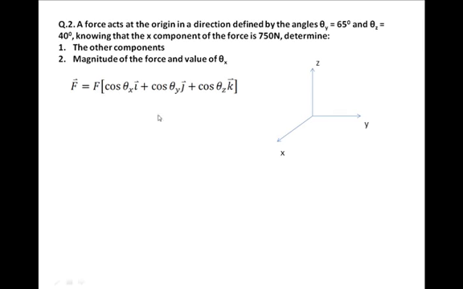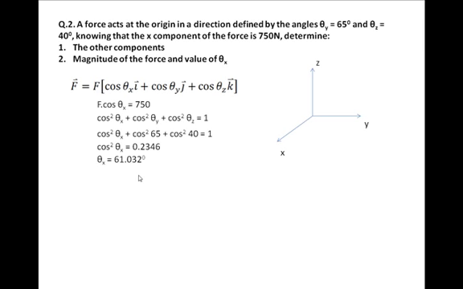Okay, we'll look at it like this. In these three dimensions, force can be expressed like this, and we have been told that F cos theta x is 750. And we know from the property of direction cosines that the squares of the cosines must add to 1. Now these two give us a clue as to how to solve this problem. We know theta y and theta z, so if you put these values in this equation, we get the value of theta x. So we know the inclination of this force with the x-axis.